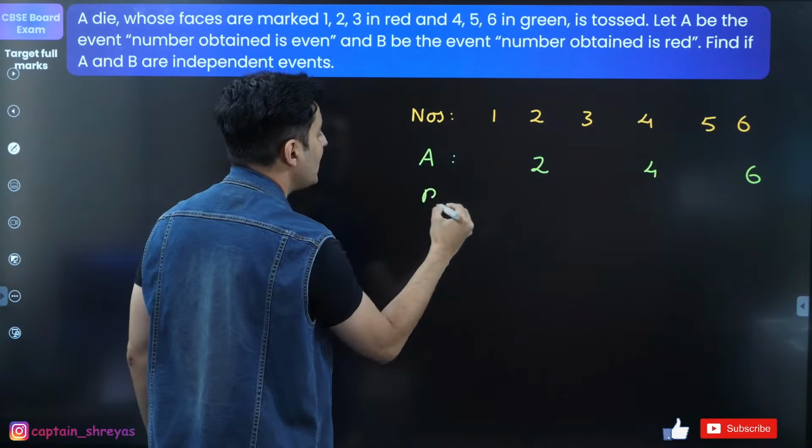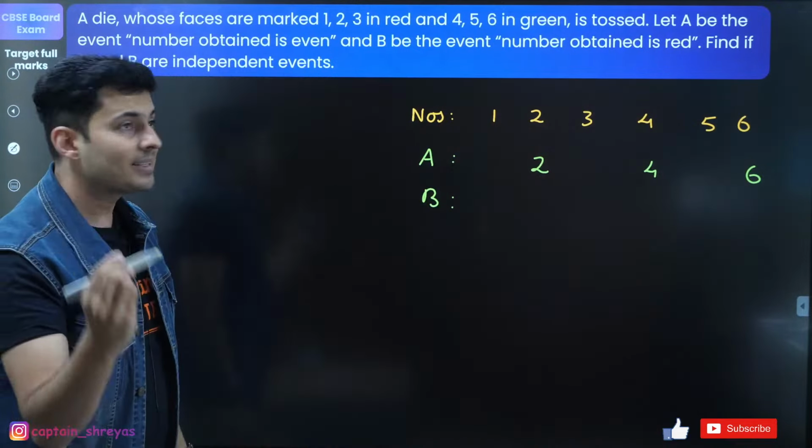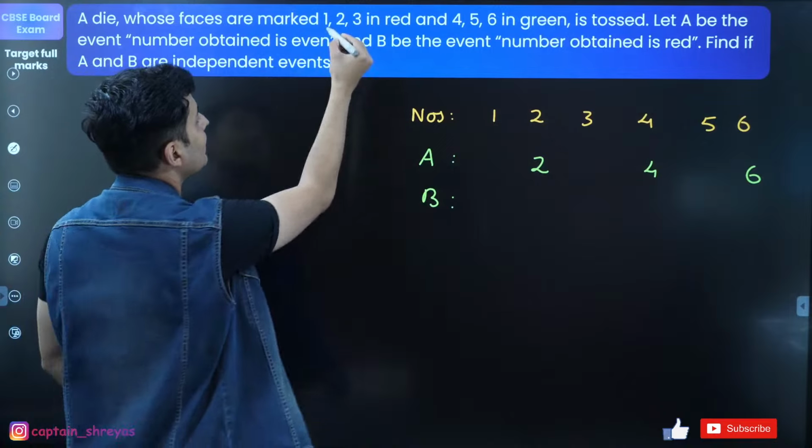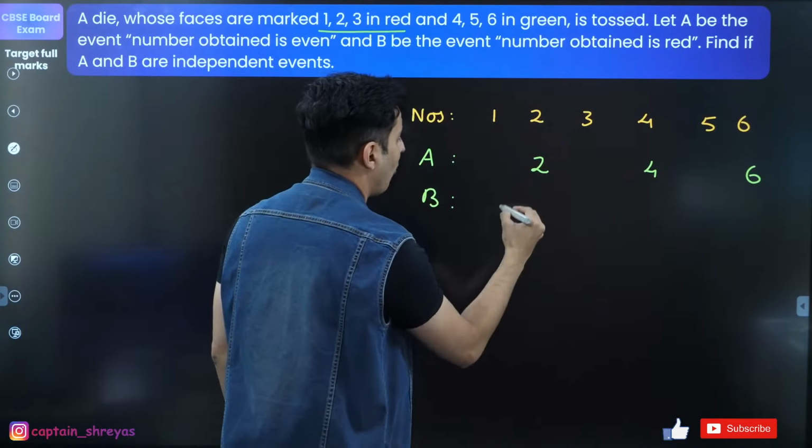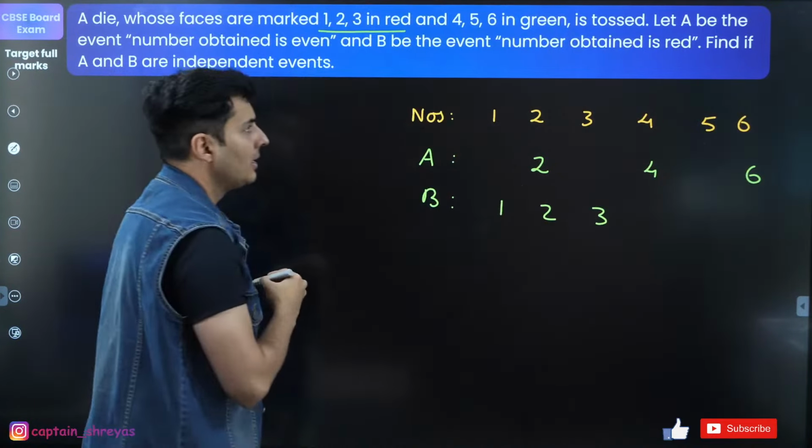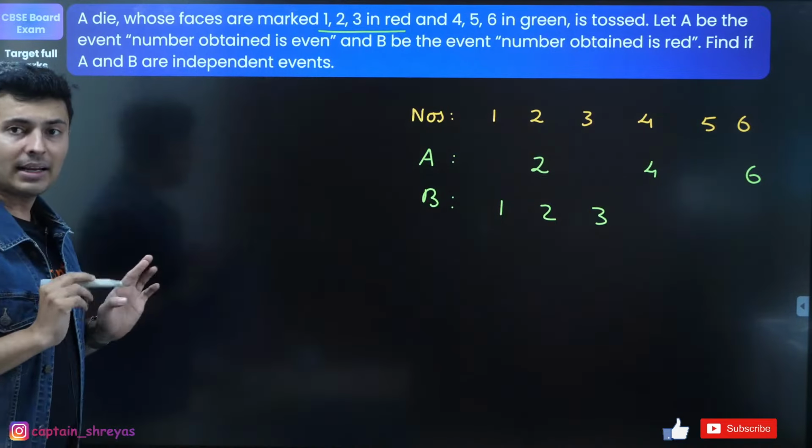What is the event B? Think about it. When the number obtained is red. Who is red? 1, 2, 3 is red, guys. So 1, 2, 3 is red. Okay. Find if A and B are independent.